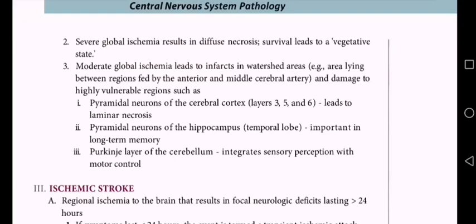Moderate global ischemia leads to infarct in watershed areas lying between regions fed by the anterior and middle cerebral artery, and damage to highly vulnerable regions such as pyramidal neurons of the cerebral cortex, layers 3, 5, and 6, leads to laminar necrosis. Pyramidal neurons of the hippocampus in the temporal lobe are important in long-term memory, and the Purkinje layer of the cerebellum integrates sensory perception with motor control.